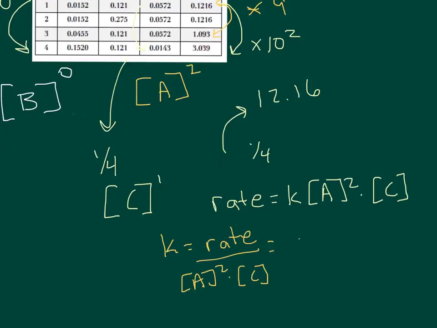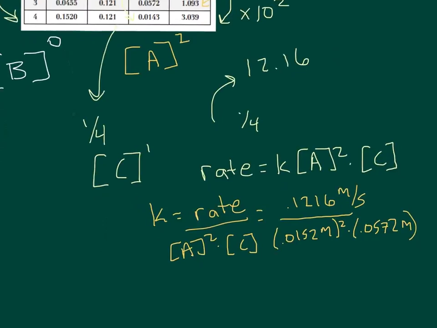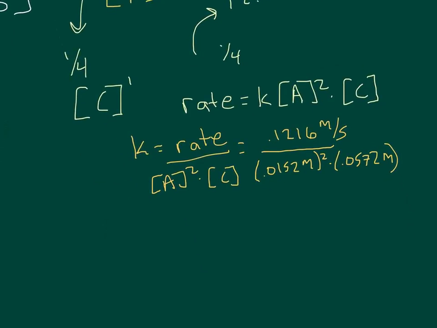The rate is 0.1216 molars per second, and we'll divide that by the concentration of A, which is 0.0152 molars, squared, times the concentration of C, which is 0.0572 molars. When I calculate an answer to this, I get that k is equal to 9200, and when we simplify the units, we will get 1 over molars squared seconds.